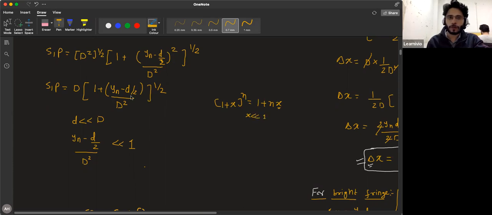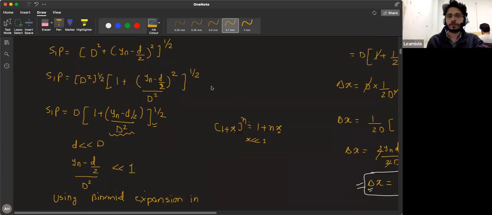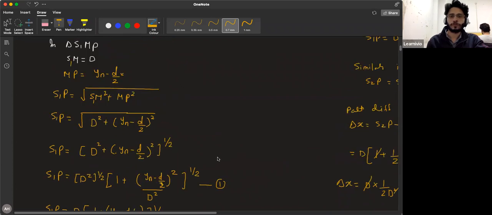So if you compare this expression with this binomial expansion, you have 1 here, you have 1 here. Instead of x, you have (yn minus d by 2) whole square divided by D square, and instead of n, you have half. So if you use binomial expansion, let's call this equation number 1, and this equation number 2.